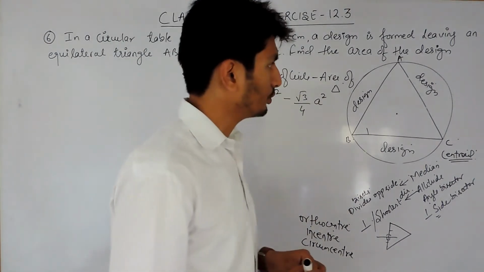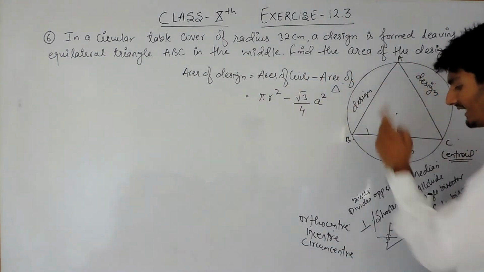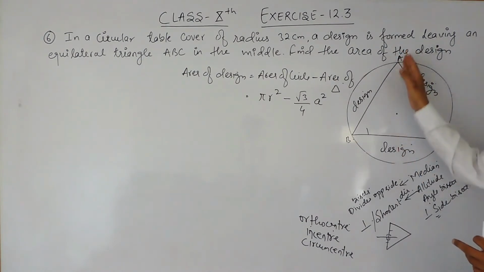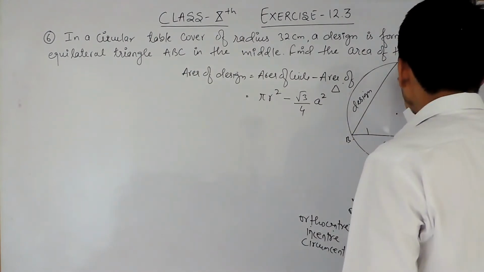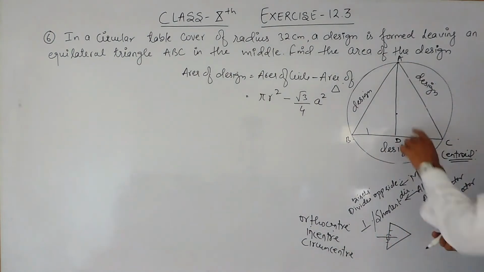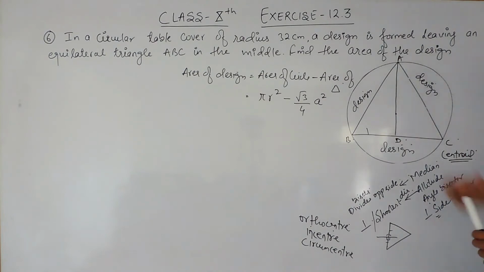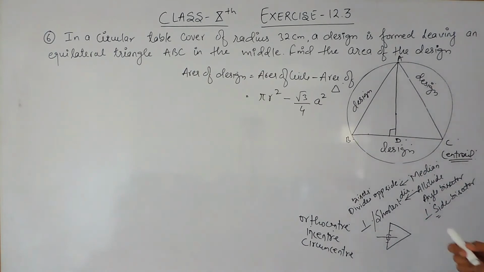Now why am I telling this to you? Because to solve this question you must know all these things, that in an equilateral triangle its median and its perpendicular are the same lines. Means if I draw a median, consider this AD as a median. So this same median will act as a perpendicular here. Okay.